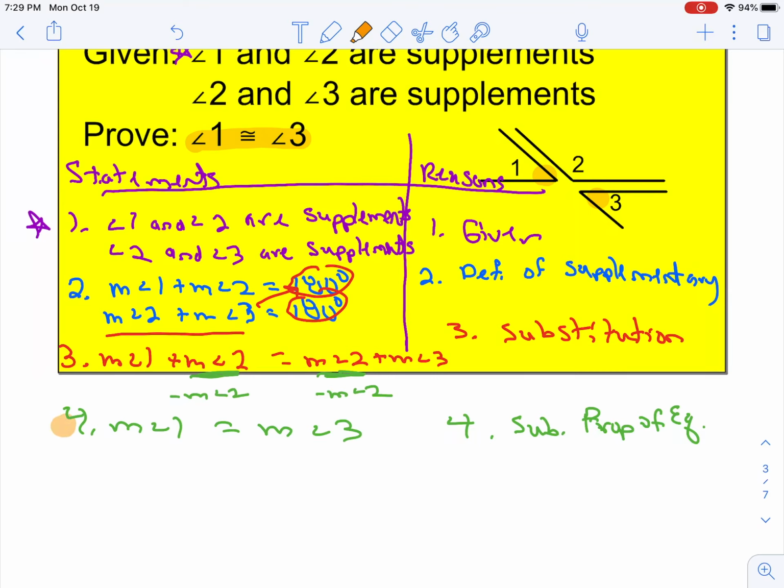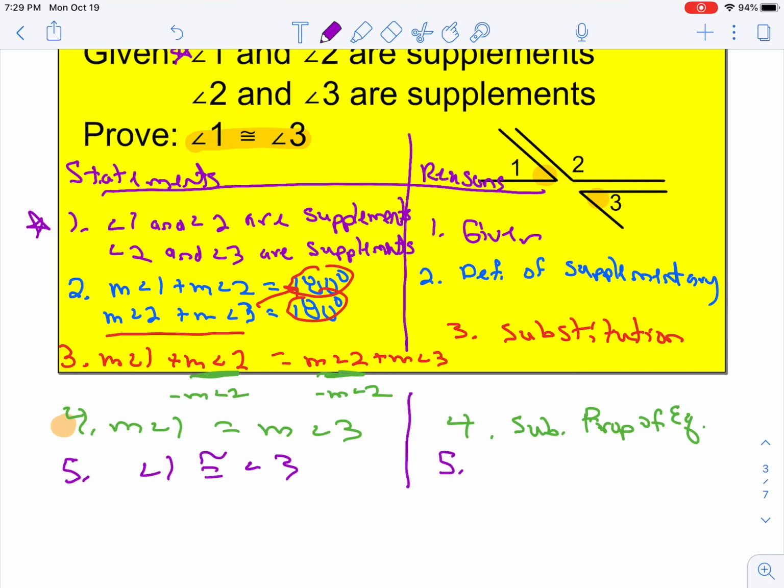And now we're close, but this isn't quite there. This says the measures are equal. We want them to be congruent. Well, we know that that's pretty much the same thing, but we are going to actually say, since the measures of the angles are equal, then that means the angles are congruent.